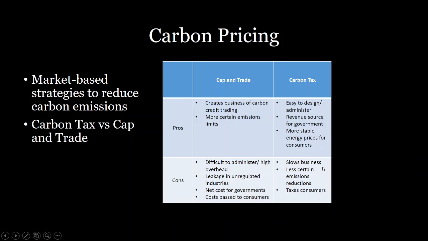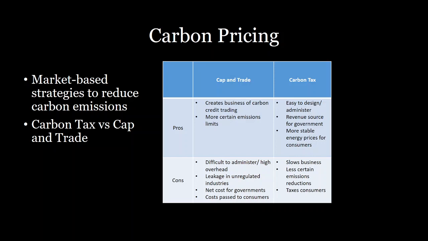So what are some of the pros and cons? In terms of cap and trade, the pros are that it creates a new kind of industry or business for trading these carbon credits or vouchers. And so you can have companies that explicitly have the goal of just reducing the amount of carbon in the atmosphere, and they can make money by selling those vouchers as a result.